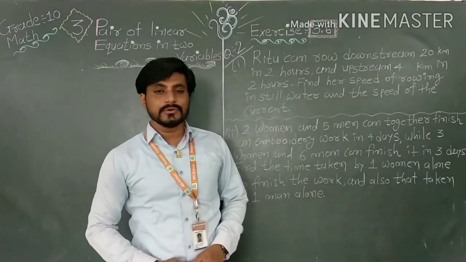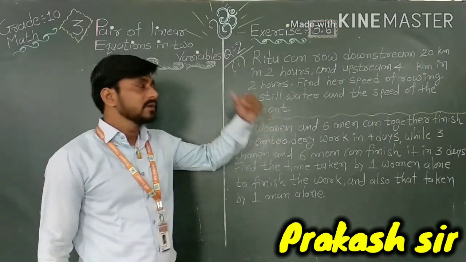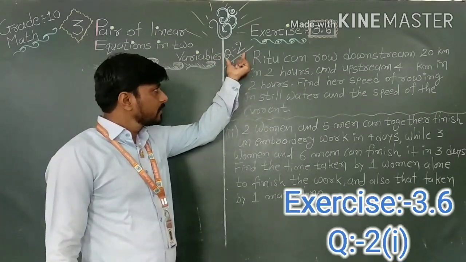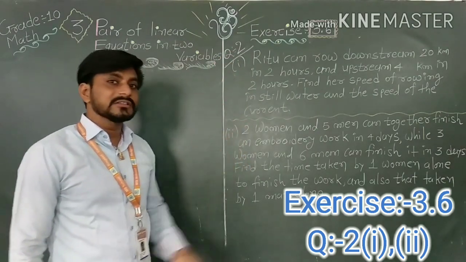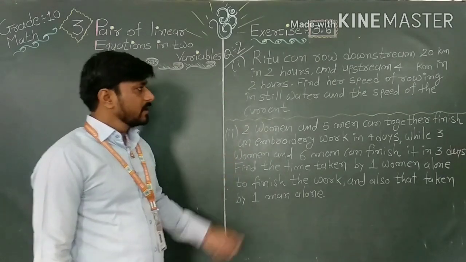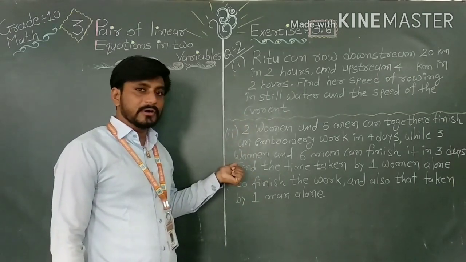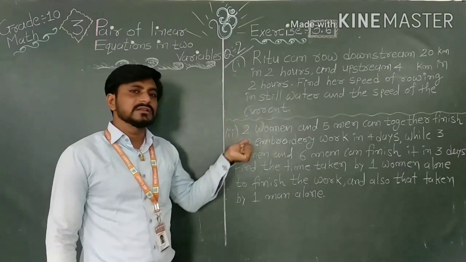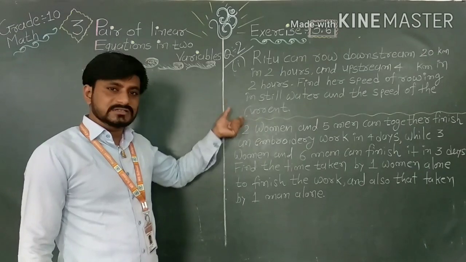In our previous video we have already solved exercise 3.6 question number 1. Today I shall discuss question number 2. Here in question number 2 there is a word problem. There are a total of 3 examples. Today I cover 2 word problems, the first one and the second one. These 2 examples are very important for the final exam. Many times these 2 word problems are asked in the final exam.